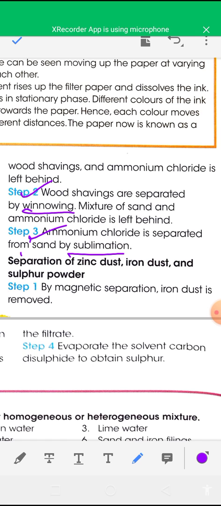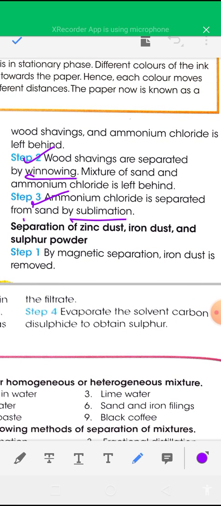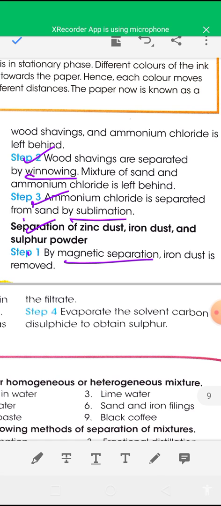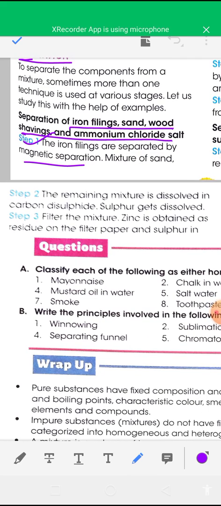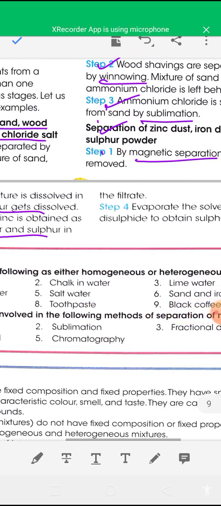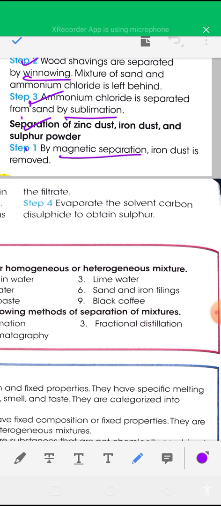One more example is the separation of zinc dust, iron dust and sulfur powder. By magnetic separation, iron dust is separated from zinc dust and sulfur powder. In the second step, the remaining mixture, zinc dust and sulfur powder, is dissolved in carbon disulfide. Sulfur gets dissolved. In the third step, filter the mixture. Zinc is obtained as residue on the filter paper and the sulfur is in the filtrate. In the fourth step, evaporate the solvent carbon disulfide to get sulfur.